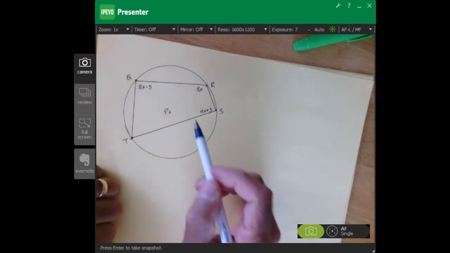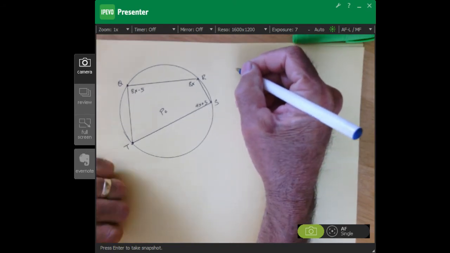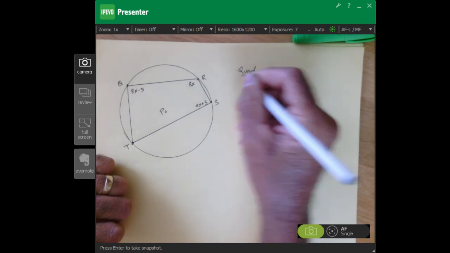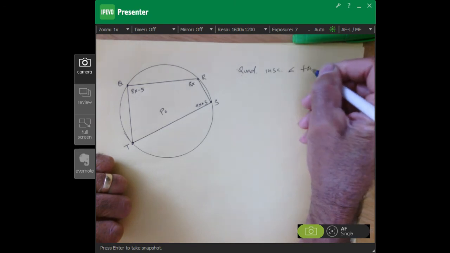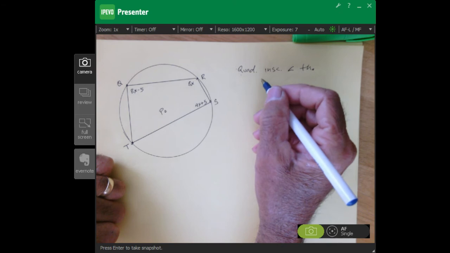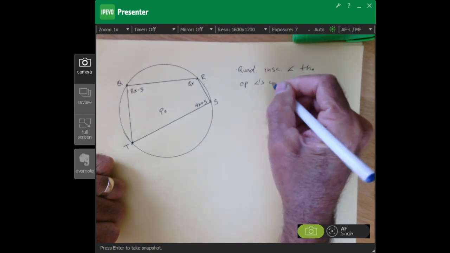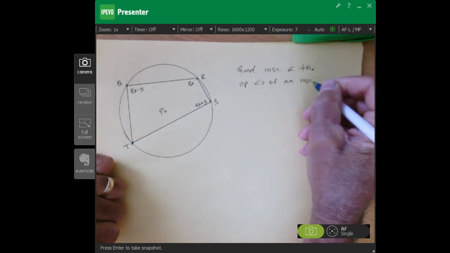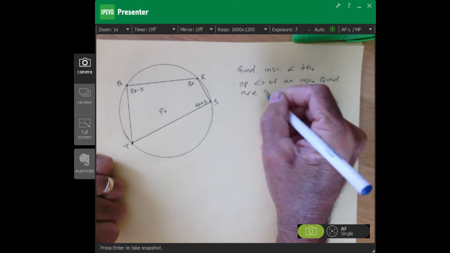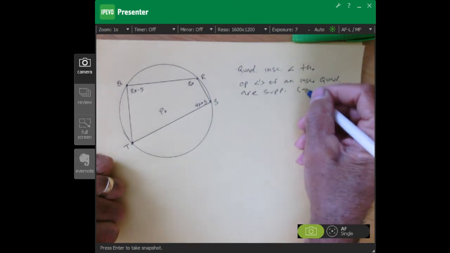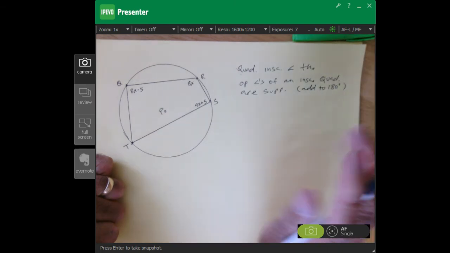So a couple of things we're going to review, to make sure we remember what the quadrilateral inscribed angle theorem is. I'm just going to abbreviate it real quickly. So, quadrilateral inscribed angle theorem. Very simply, what it says is that the opposite angles of an inscribed quadrilateral are supplementary. Remember, that means they sum to 180 degrees. So it's very, very straightforward.